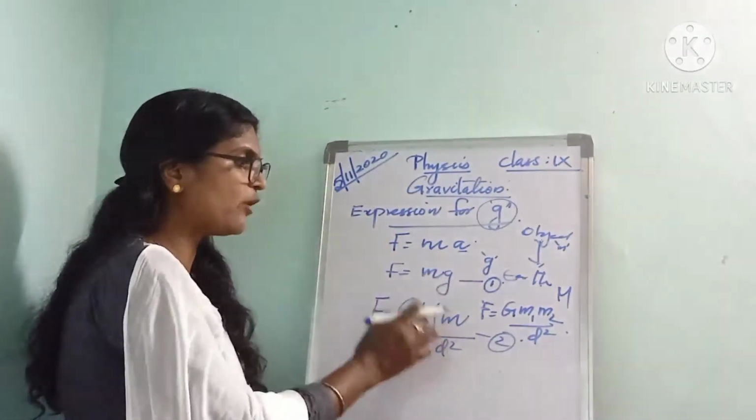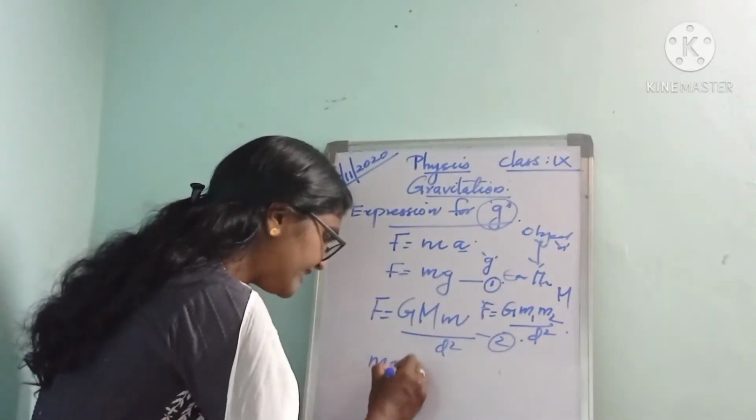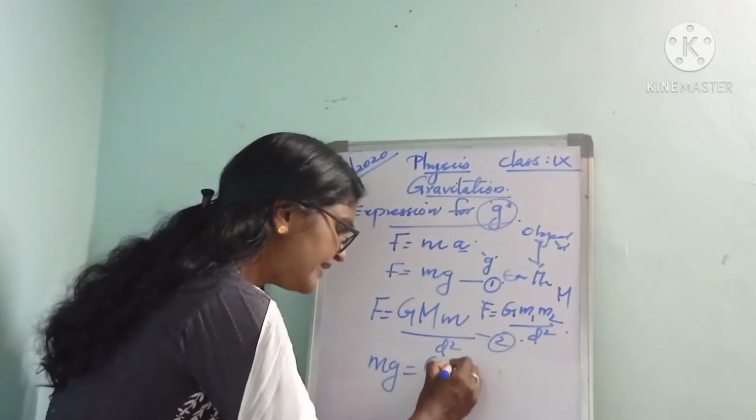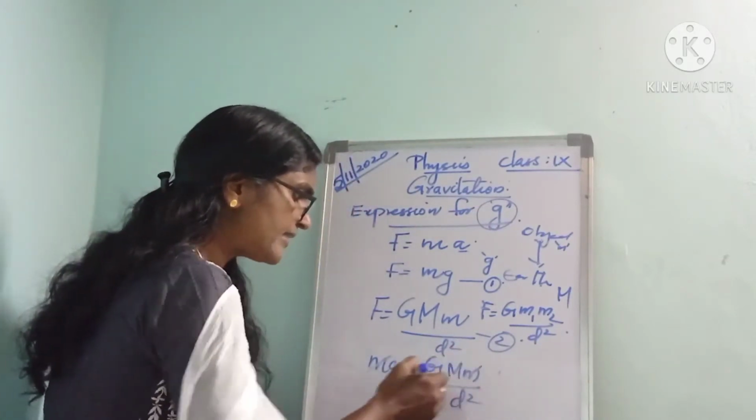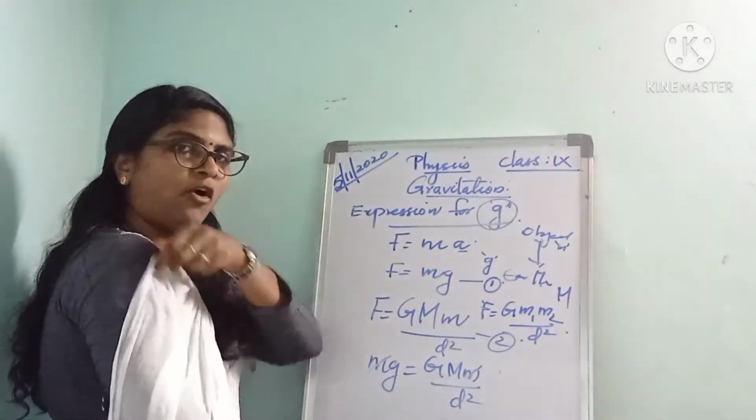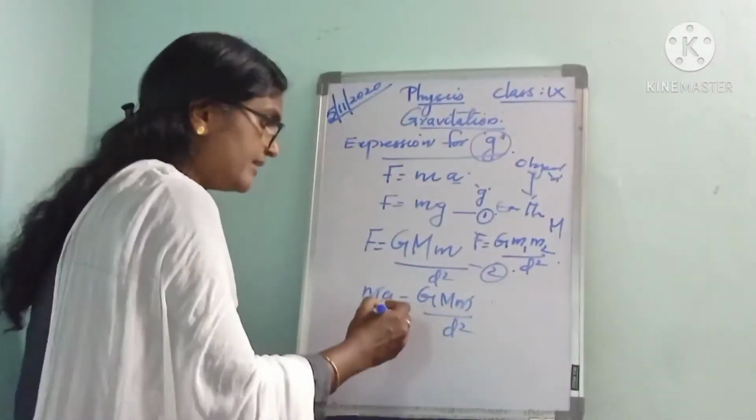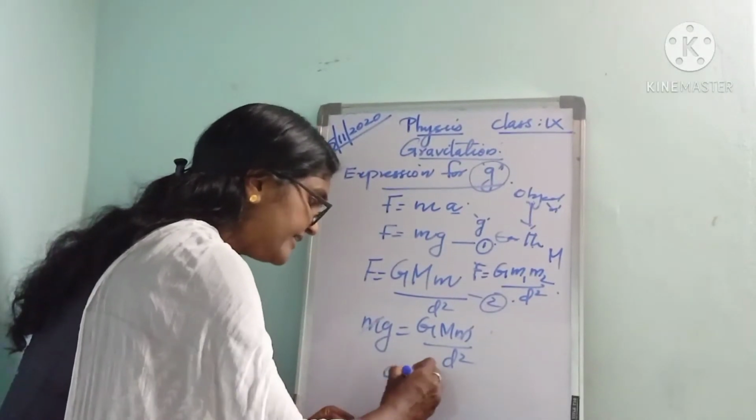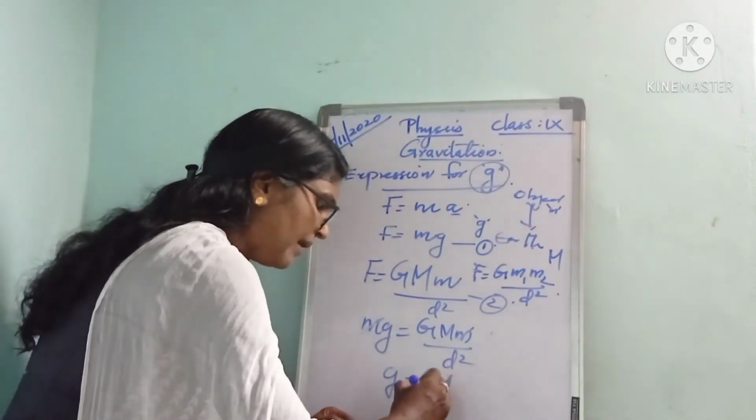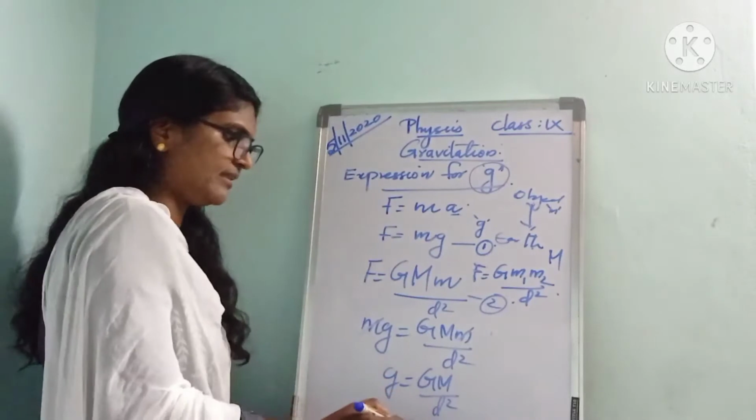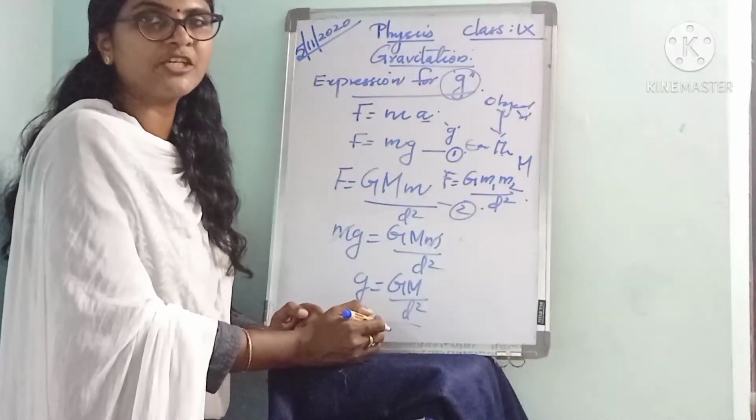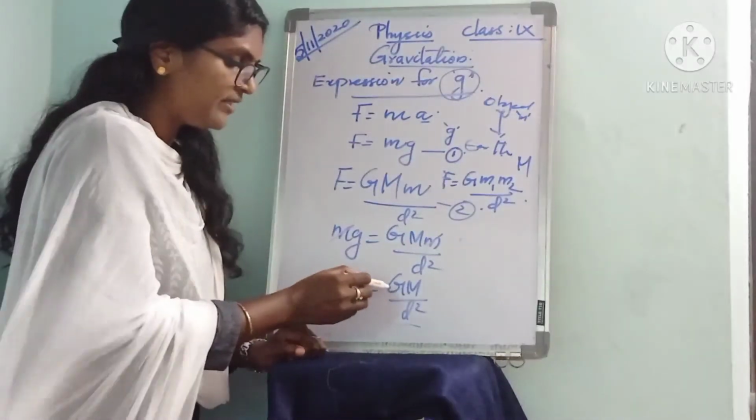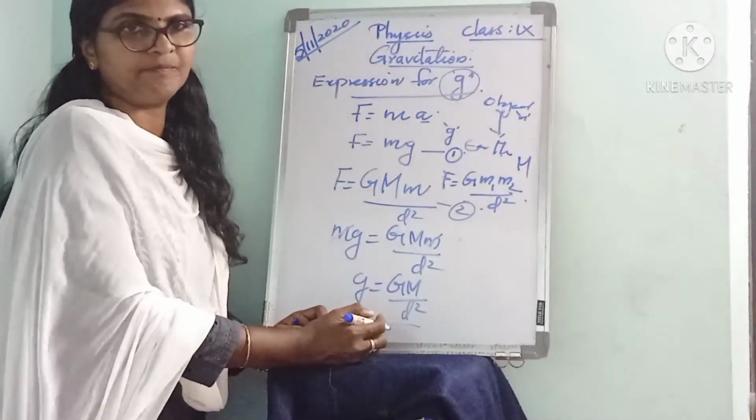Then comparing 1 and 2, we can write mg is equal to G M m divided by d square. This m cancels because it is the same object. So we can write g equal to G M by d square. Actually this is an expression for acceleration due to gravity: g equal to G M by d square.